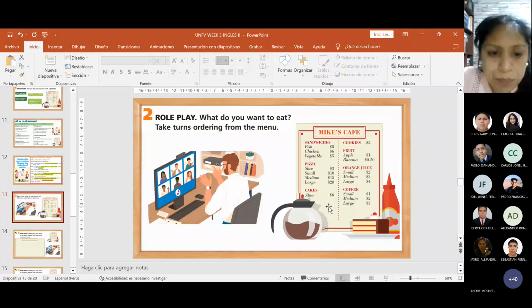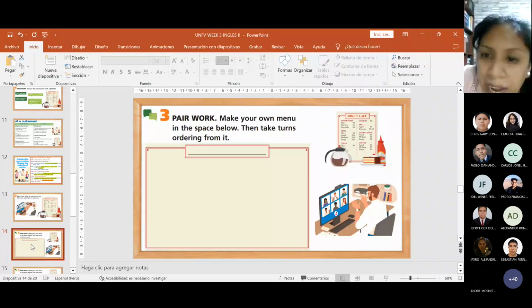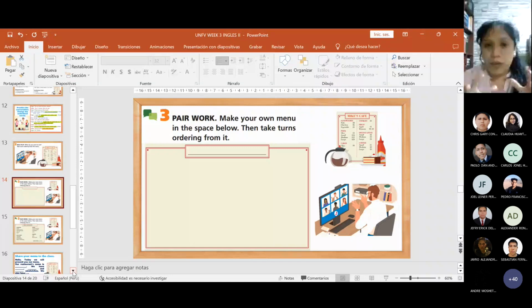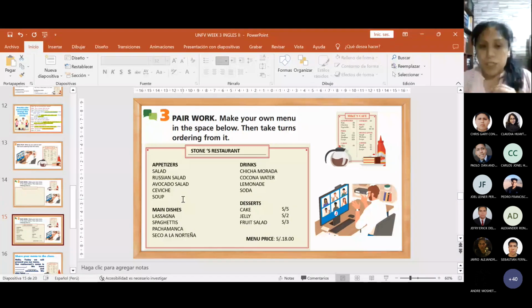La otra opción es de que yo prepare un propio menú, que yo prepare una nueva orden, que yo lea the name of my restaurant, maybe the appetizers, the main dishes, the desserts, the drinks. For example, like this. The paper says, make your own menu in the space below. Then take turns ordering from it.